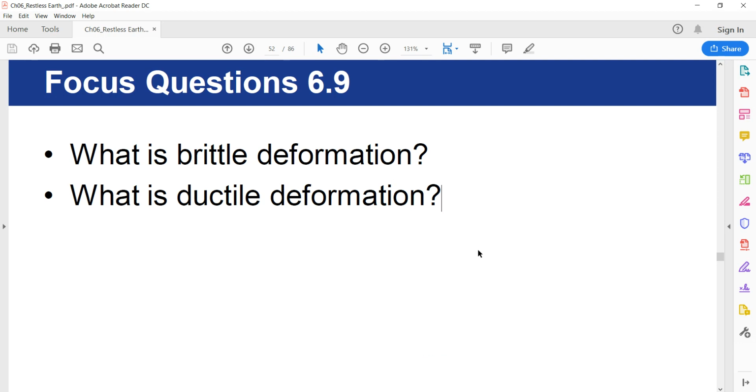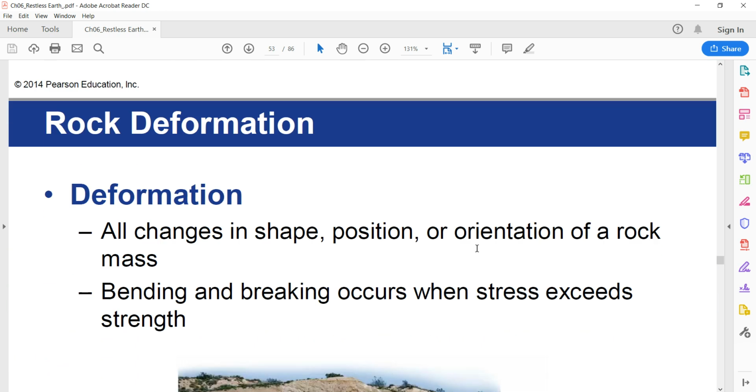First, let's look at the definition of deformation. Deformation is when there is a change in shape, position or orientation of a rock mass. So whenever there are any such changes in the shape, position or orientation of a rock mass, we will call it a deformation.